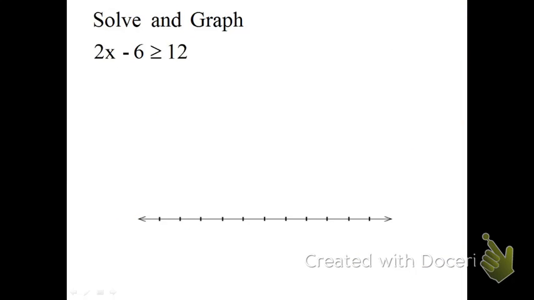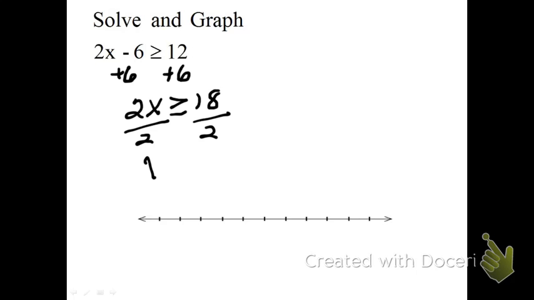Okay, so here's our first inequality to solve. 2x minus 6 is greater than or equal to 12. So, just like solving equations, we do the opposite. We're going to add 6 to each side, so we have 2x is greater than or equal to 18. And then we divide each side by 2. So we end up with x is greater than or equal to 9. Notice I didn't switch the inequality because we did not divide by a negative number. We divided by a positive 2 on both sides.